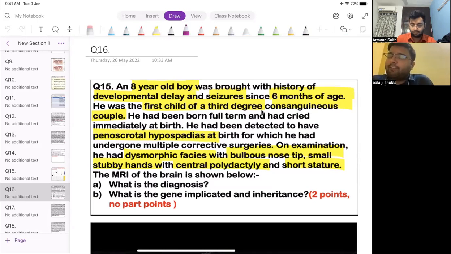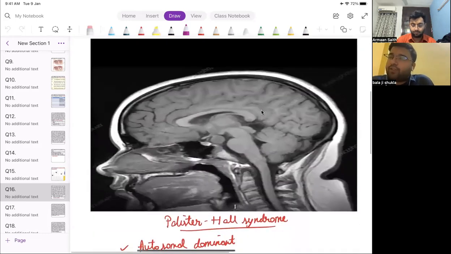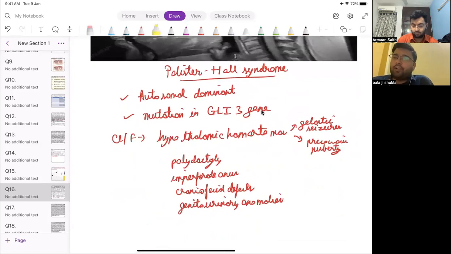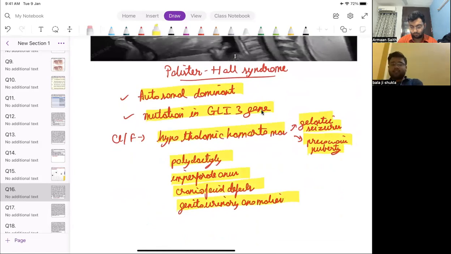An MRI picture of the brain is given. As you can see in the MRI, there is abnormal growth in the region of the hypothalamus, most likely a case of hypothalamic hamartoma, associated with a syndrome known as the Pallister-Hall syndrome. This is an autosomal dominant disorder due to mutation in the GLI3 gene. The clinical features of hypothalamic hamartoma, the classical gelastic seizures and precocious puberty, are there. Along with that, due to mutation in the GLI3 gene, polydactyly, imperforate anus, craniofacial defects, and genitourinary anomalies are also seen. So this is the case of Pallister-Hall syndrome.